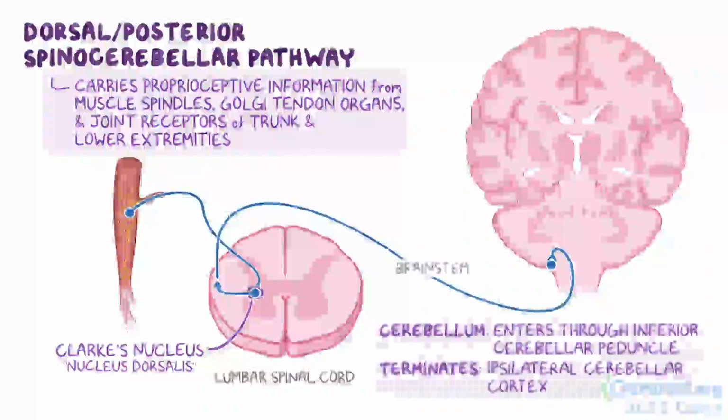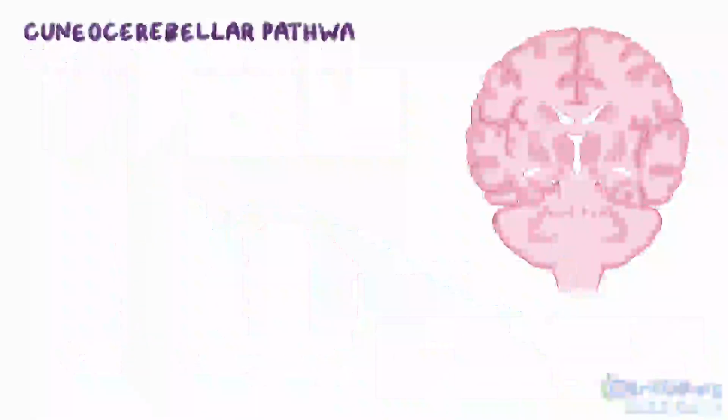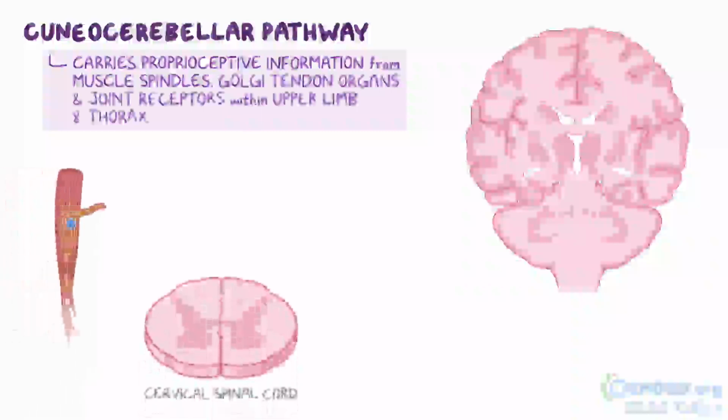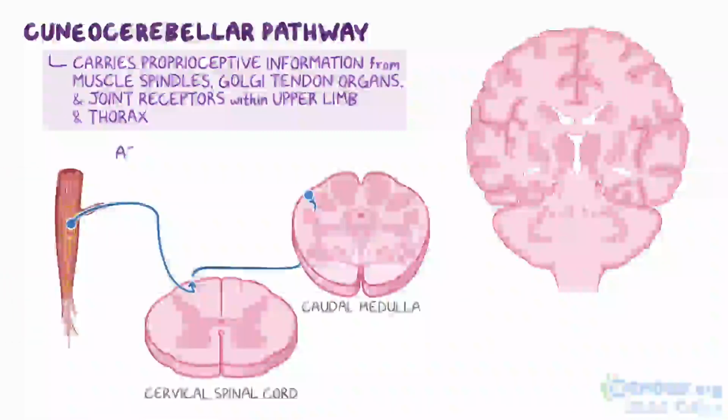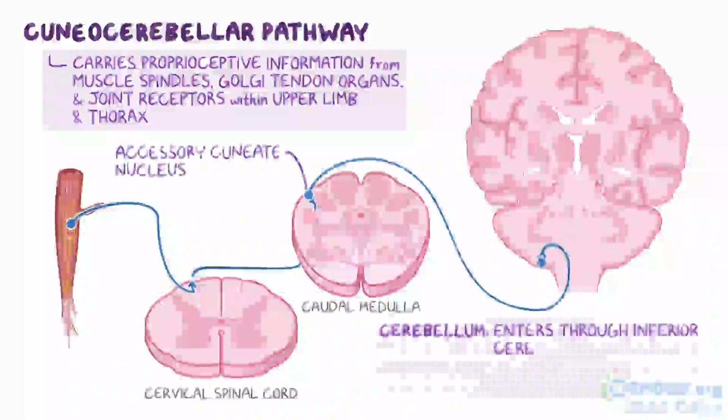cerebellar cortex. The final afferent pathway that carries proprioceptive information from the extremities is called the cuneocerebellar pathway. The axons in this pathway receive proprioceptive information from muscle spindles, Golgi tendon organs, and joint receptors within the upper limb and upper thorax. Signals within this pathway synapse in the external or accessory cuneate nucleus located in the medulla. The axons travel ipsilaterally through the inferior cerebellar peduncle to reach the cerebellar cortex.